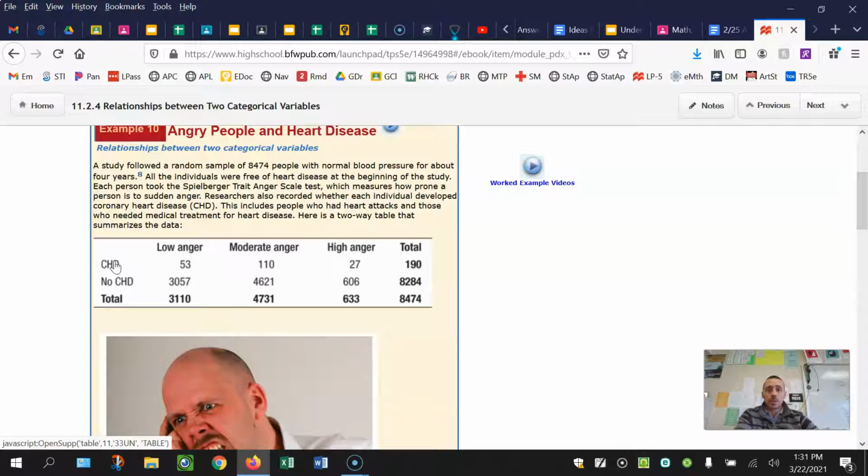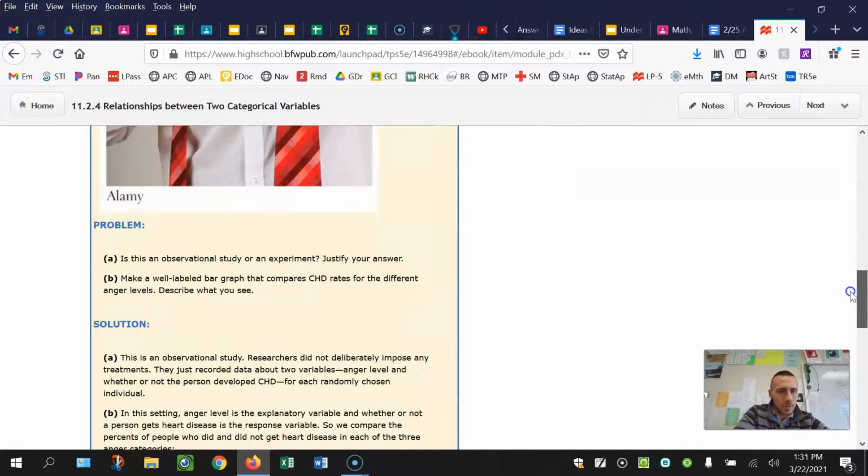Not the case here. They're randomly sampling almost 8,500 people and asking them two questions: rate your anger level, and did you have CHD, yes or no? So we're measuring two variables. That's what makes this a chi-squared test of independence.